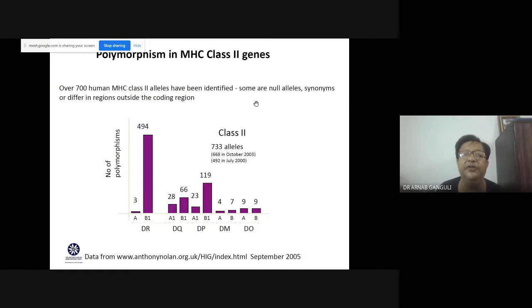This is the polymorphism in class 2. These two are just for an overview of ideas. Approximately 733 types of alleles. Alleles are the contrasting forms of a gene, like tall, dwarf. There are 2 alleles of the gene for height.